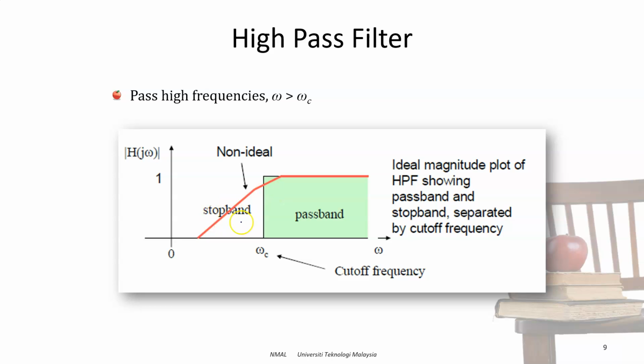So in other words, there is actually a difference between the non-ideal and ideal filter. In real life, when we want to implement the filter, you cannot have this ideal filter in which only the signal after omega c can go through this filter.